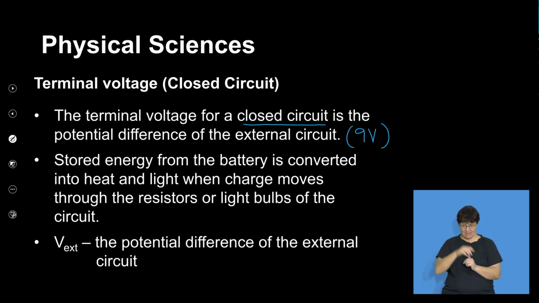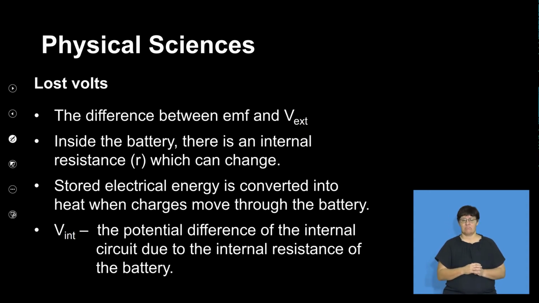Stored energy from the battery is converted into heat inside the battery, and into light when the charges move through the resistors or light bulbs of the circuit. So the 3 volts is inside the battery, and the 9 volts is outside, which has to do with the resistance of the light bulb. So V external is the potential difference of the external circuit, meaning your conducting wires as well as the light bulb. Lost volts is lost in the sense that it's not converted to electrical energy. The difference between EMF and V external is the lost volts.